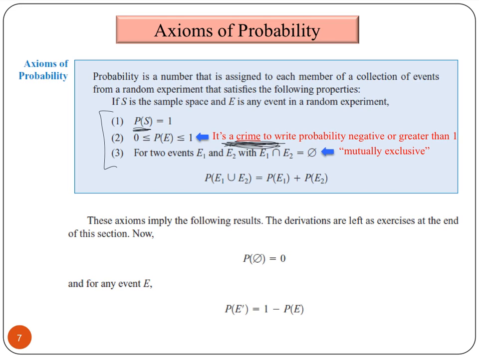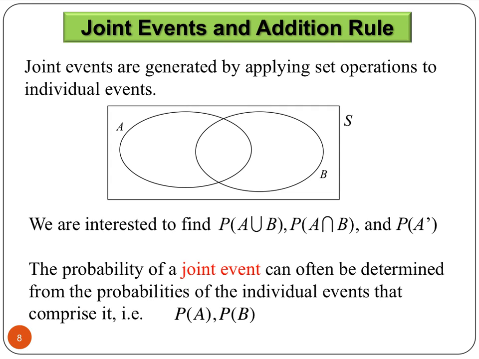Okay. The third is if 2 events, E1 and E2, are mutually exclusive, they don't intersect, they don't have anything in common between them, right? Then the probability of the union of those 2 events is equal to the sum of the probabilities of the 2 individual events. Okay. Well, out of these axioms, there are several important results, such as the probability of the empty set is equal to 0, and the probability of the complement of an event is equal to 1 minus the probability of the event, right? And these can be easily proven from the axioms described up there.